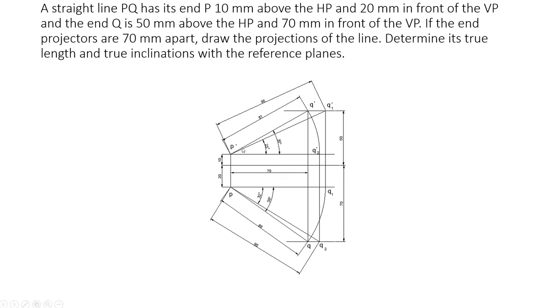Also on measurement we can get the length of the front view, P dash Q dash, equal to 81 mm, the length of the top view, PQ, as 86 mm, and the true length, the length P dash Q1 dash or PQ2, as 95 mm.